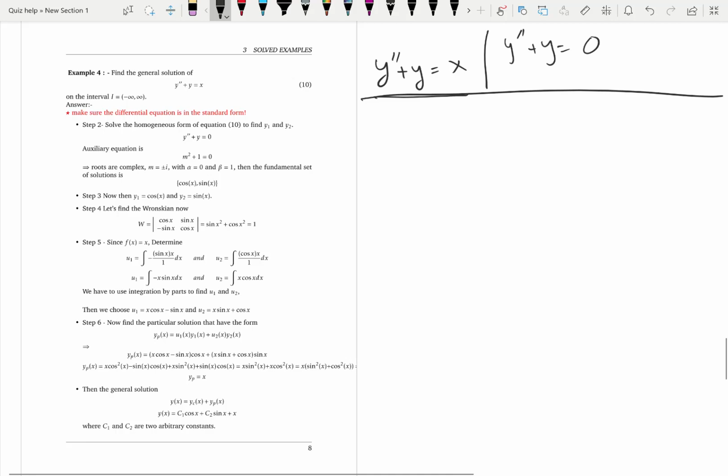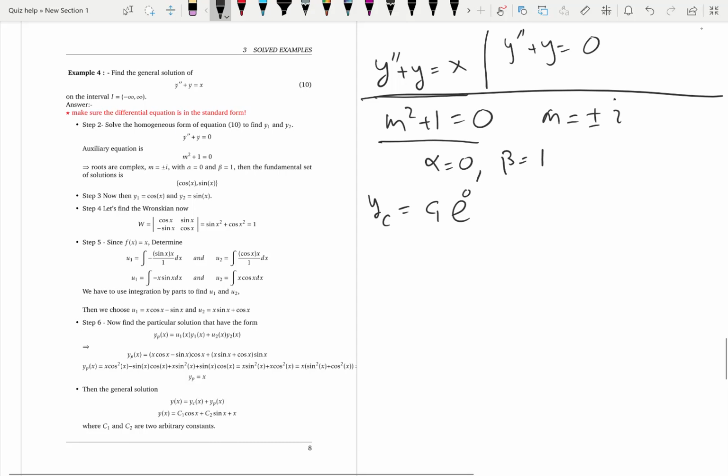Then the auxiliary equation is m squared plus 1 is equal to 0. We have to use the quadratic formula here because we cannot factorize this. The roots come out to be complex. Try to pause this and do it by yourself. So, plus or minus i, which means alpha is 0, beta is 1. Then our complementary solution is C1 e to the alpha x, which is e to the 0x, cosine x (beta is 1), plus C2 e to the 0x sine beta x, which is sine x.